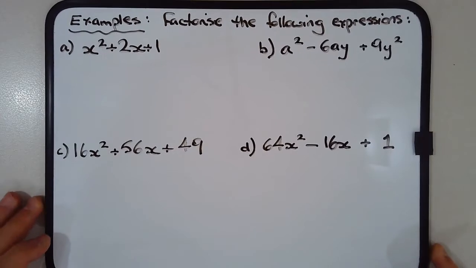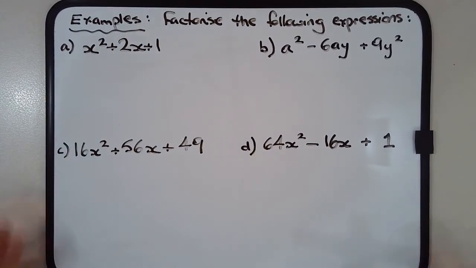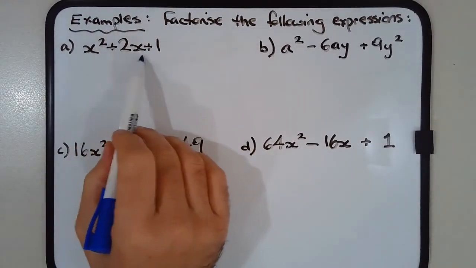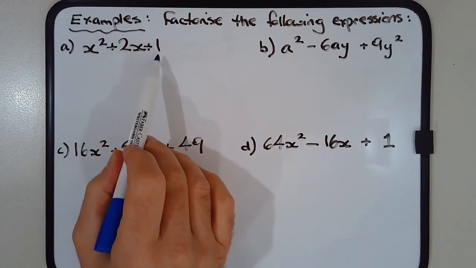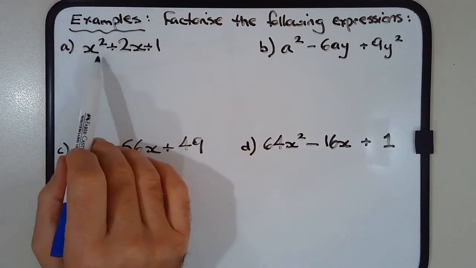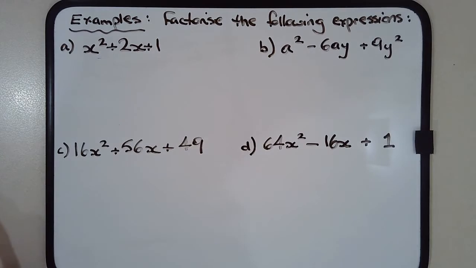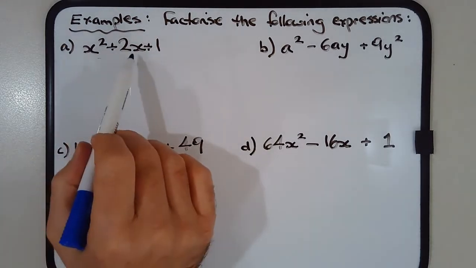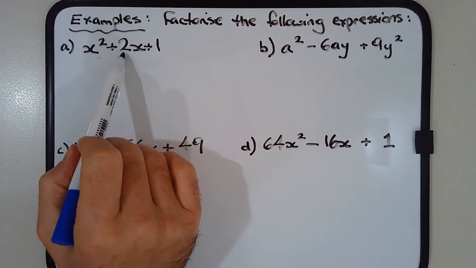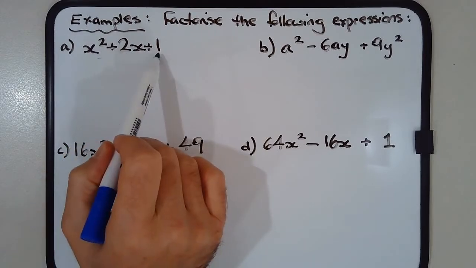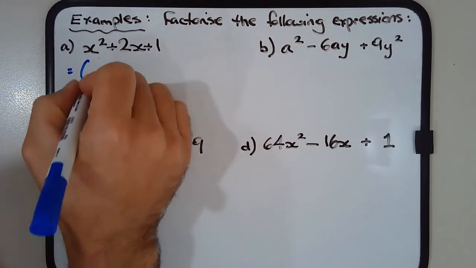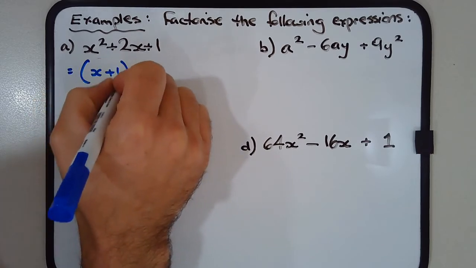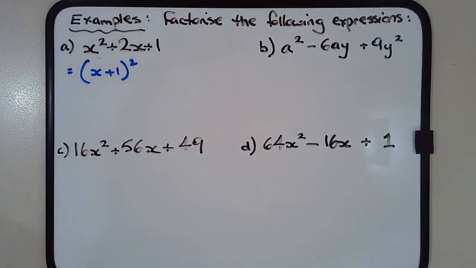Let's factorize the following expressions. The first one, x squared plus 2x plus 1. Interesting to note that 1 is a square number, and x squared is a square number, of course. And we have the middle term here, which is 2x. As a test, if you halve the middle term and then square it, you get 1. So we know this is going to be a perfect square. This is going to be x plus 1 all squared.